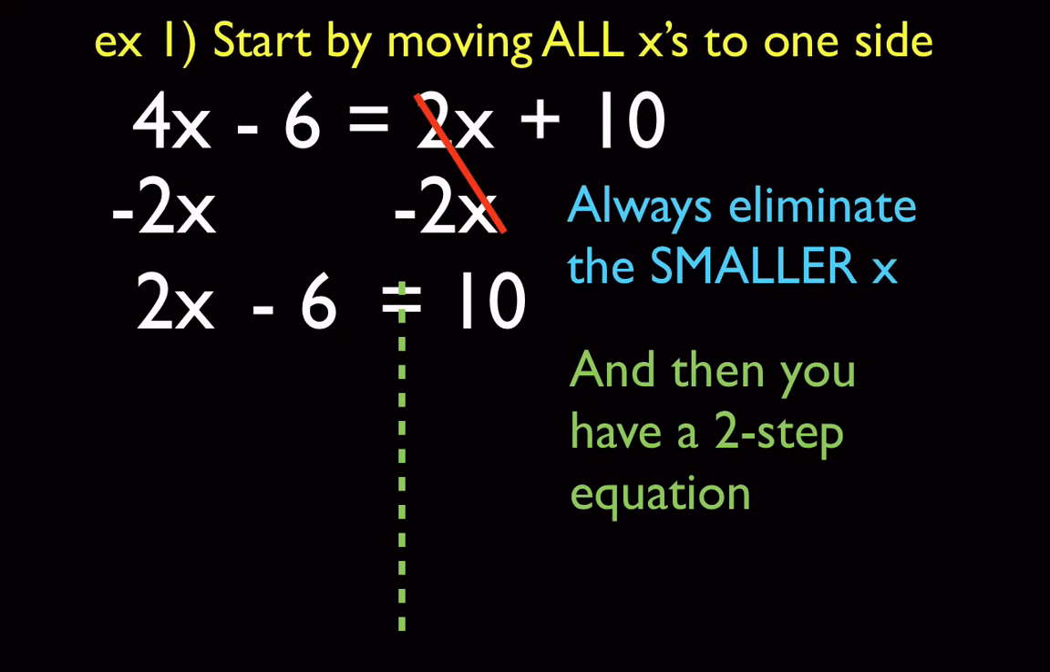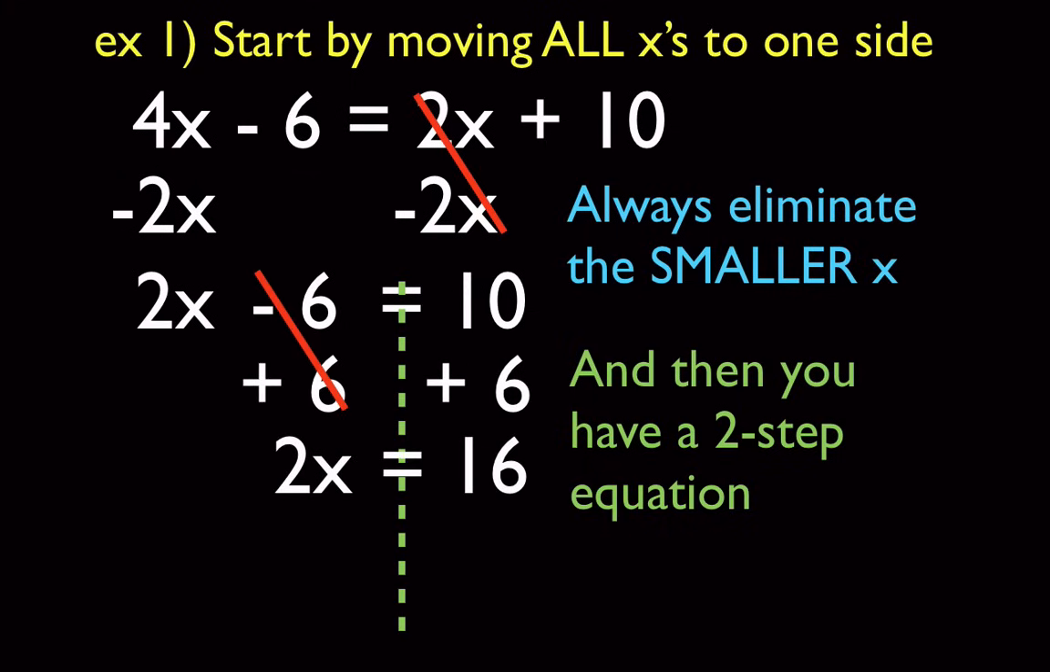Some people will always get rid of the x on the right side because they want it to look like a normal two-step equation. You can also do that. My rule of thumb, though, like I said, is to always get rid of the smaller one. Now we're going to add 6 to both sides, which is going to give us 2x equals 16, and then divide by 2 on both sides, which is going to give us x equals 8.